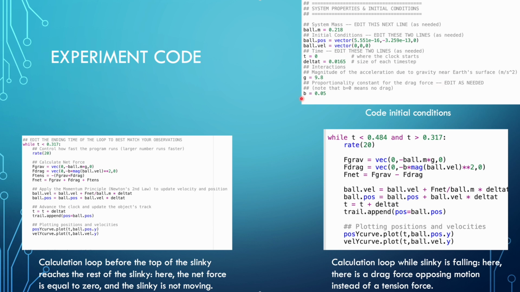On the top right, we have our initial conditions as were stated in the previous slide. B, as you can see here, is our proportionality constant, and that's just what we edit for the drag force. And then here's our delta t, which is 0.0165 seconds, which is what each frame was in our video. Our calculation loop on the left is for before the top of the Slinky reaches the rest of the Slinky. Here the net force is equal to 0 because the Slinky is not moving. Then on the right, we have our calculation loop for when the Slinky is falling. Here there's a drag force opposing motion instead of a tension force.